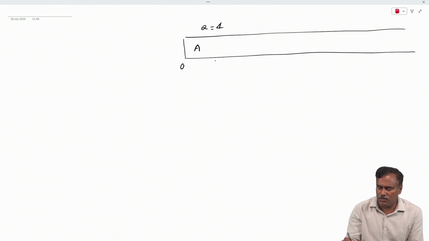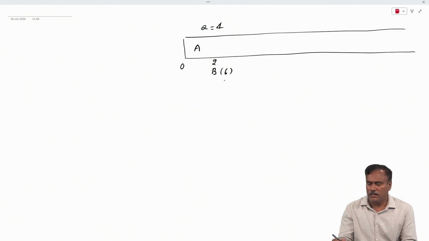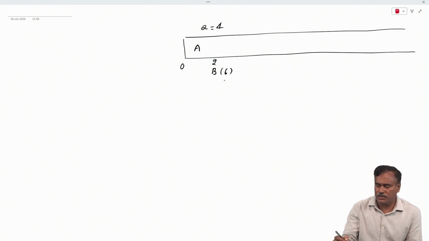At the 0th second interval of time, another process is getting ready, which needs a service time of 6 units. It will be executed for up to 4 units of time, or less than that, depending on whether the service time is less or more.